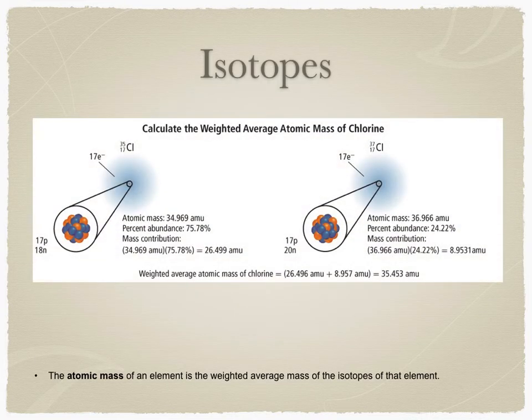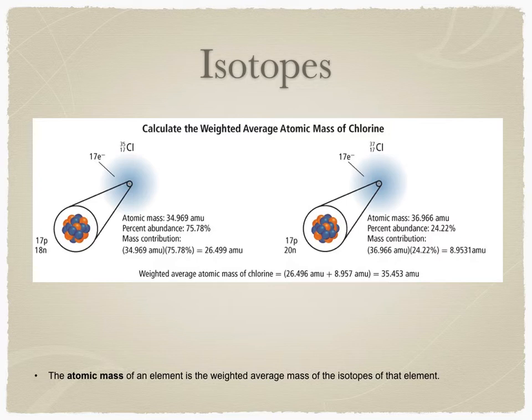If we're talking more about isotopes, we're going to calculate the weighted average of the atomic mass of chlorine. If you have chlorine, but then you have isotopes of that chlorine, the atomic mass of an element is the weighted average mass of the isotopes of that element. So it takes into account that you have a certain percentage of an isotope. You can't just have one atomic mass for all of chlorine, because you have the regular chlorine and then you have the isotopes of chlorine.